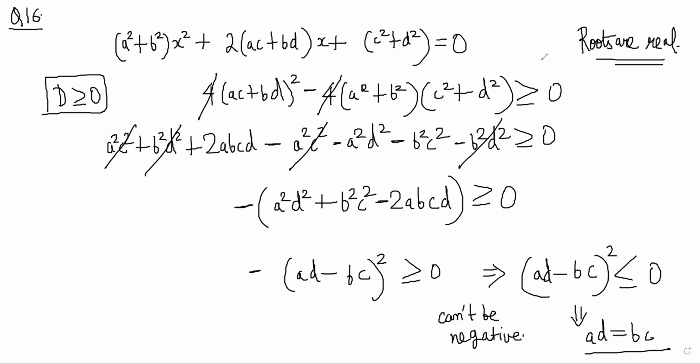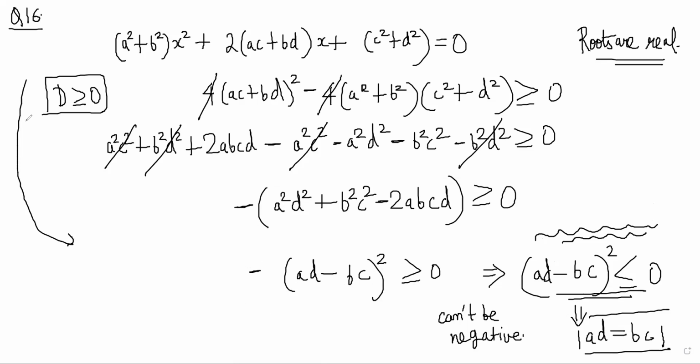Wait, what? I got AD minus BC whole square is less than or equal to 0. That means, can a square ever be less than 0? No, it cannot. So it has to be equal then. Oh, okay. Now it makes sense. Yeah, then AD has to be BC, right? You would have gotten till here, no? Yes, I got till there. Oh, wait, you were doing it at the same time as I was. Yeah. Okay, it's nice. So AD has to be BC then, right? Yeah. Okay. So that is fairly okay.